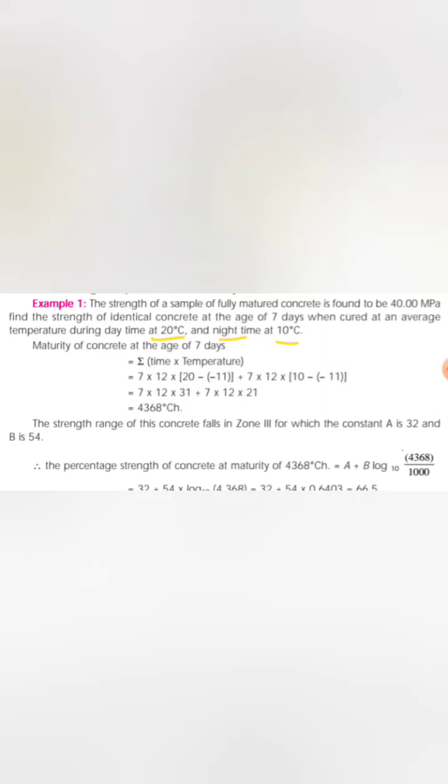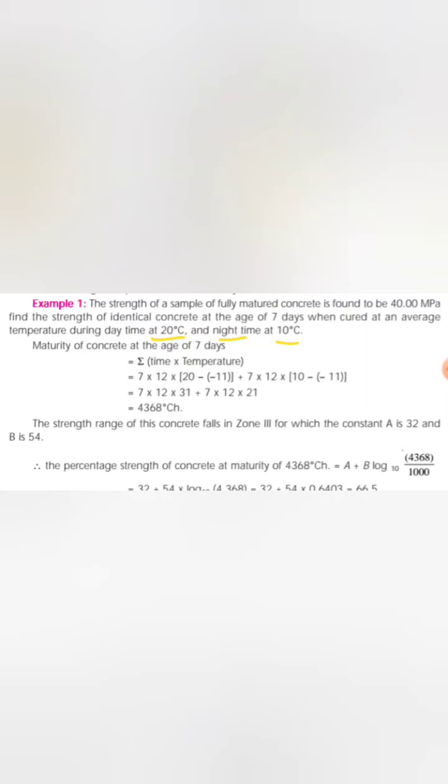For that, we should know the strength attainment at particular days of time, so that we can calculate the strength at those days using this maturity value. From that, we can have an idea of when we can remove the formwork. For that, it will be used. Let me look at this problem.